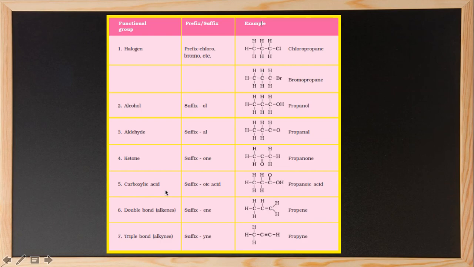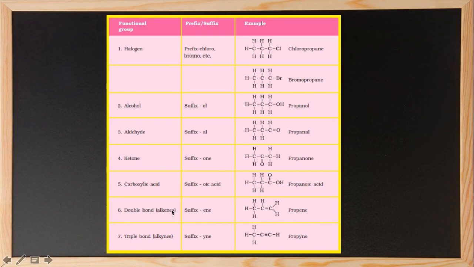Now carboxylic acid. If the functional group is carboxylic acid, then the suffix is oic acid. The functional group is C double bond O single bond OH. It is COOH. So since 3 carbons are there, again you say it's prop, and the suffix is oic acid. So you have to say propanoic acid.